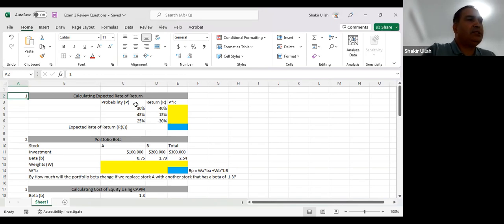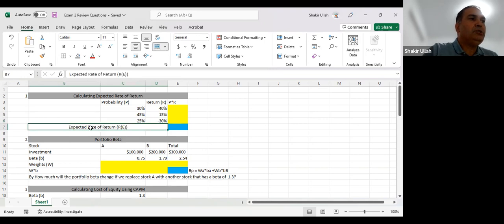So let's say that there is a chance or probability, that's the same thing. If the problem states chance, that's the same thing as probability. So there's a 30% probability that we will get a return of 40% on our investment. This might be a new project, and we will probably get a 40% return, but the probability is 30%. There's a 45% chance that we will get a 15% return. And there's a 25% probability that we may get negative 30% return. So in that last case, we'll be losing money.